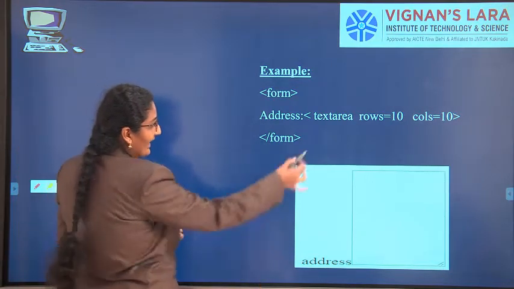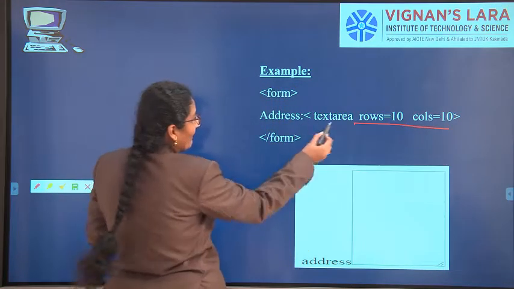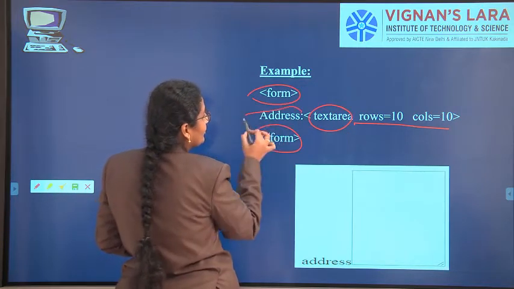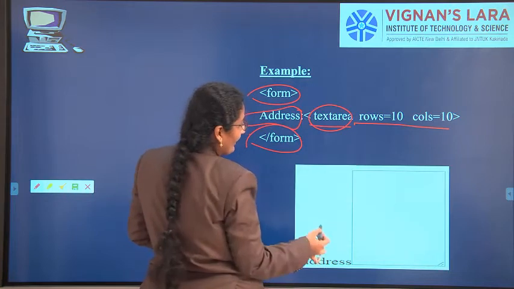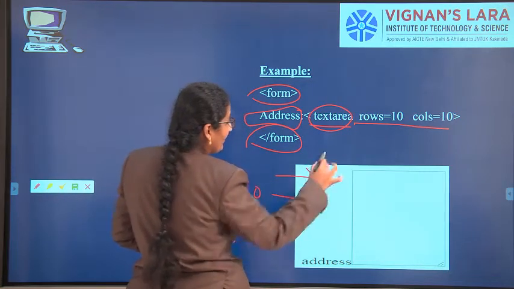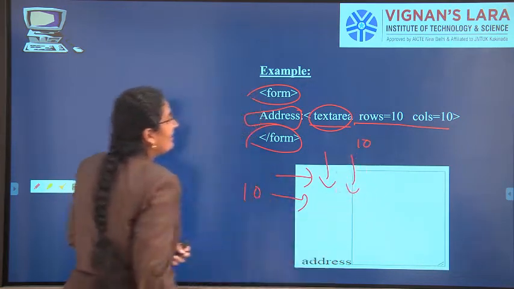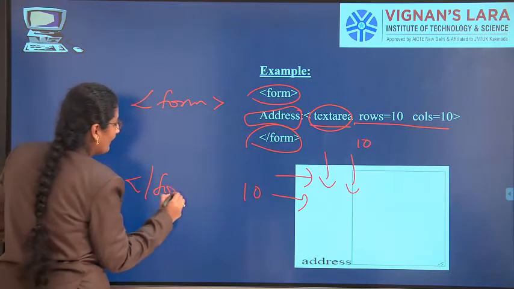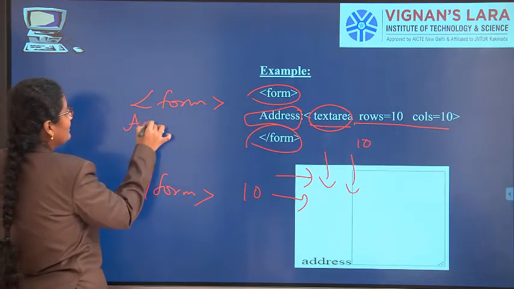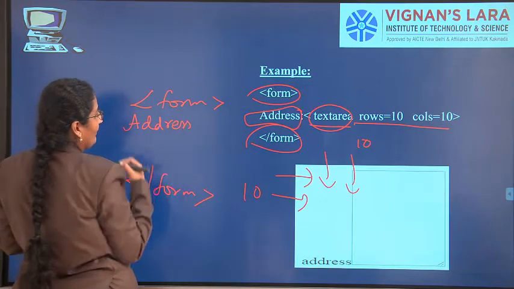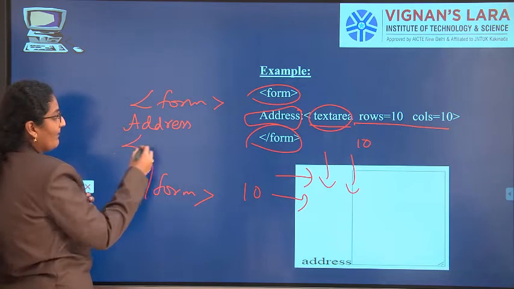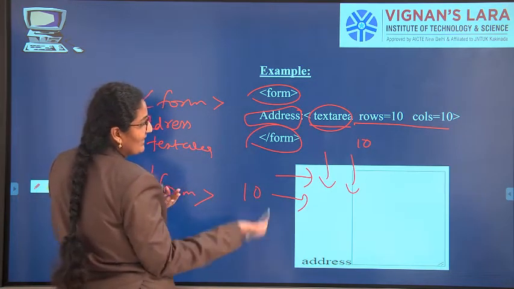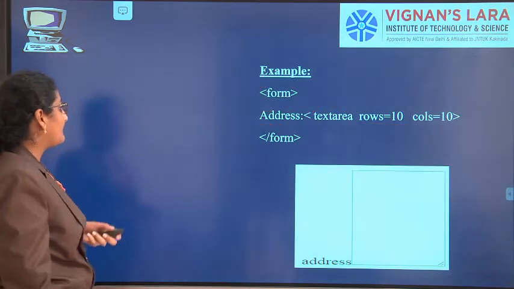Here I have created 10 rows and 10 columns. Input type I have given as text area. Form open, form close. Heading should be address. Text area I have created with 10 rows and 10 columns. So form open as usual, form close. I have given the heading address before the opening tag, and in it the text area with 10 rows and 10 columns.